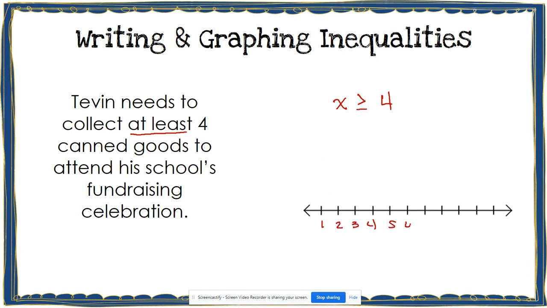Now I'm going to put my numbers on my number line, and then I'm going to graph. So I'm going to go to 4 and put my circle. I know that x is greater than or equal to 4, and since x can equal 4, I'm going to put a closed circle for 4, and then x is everything equal to 4 or greater. So I am going to shade to the right to show that x can be any number greater than 4.